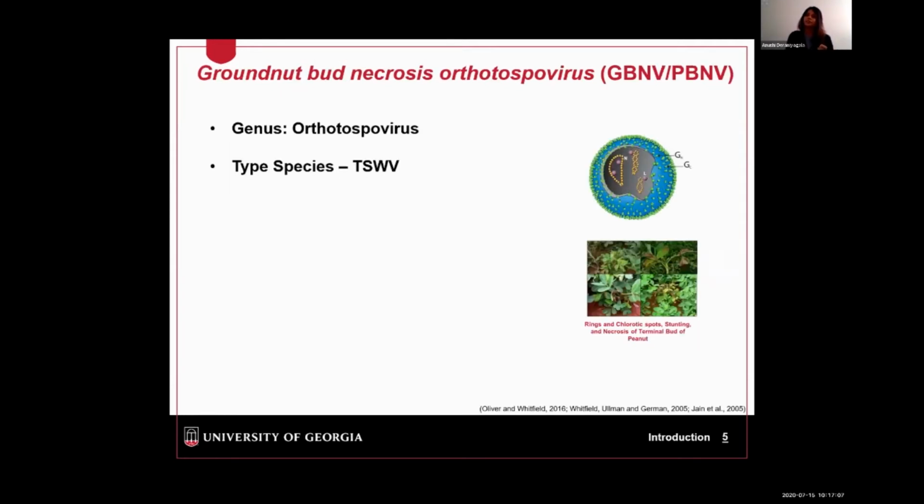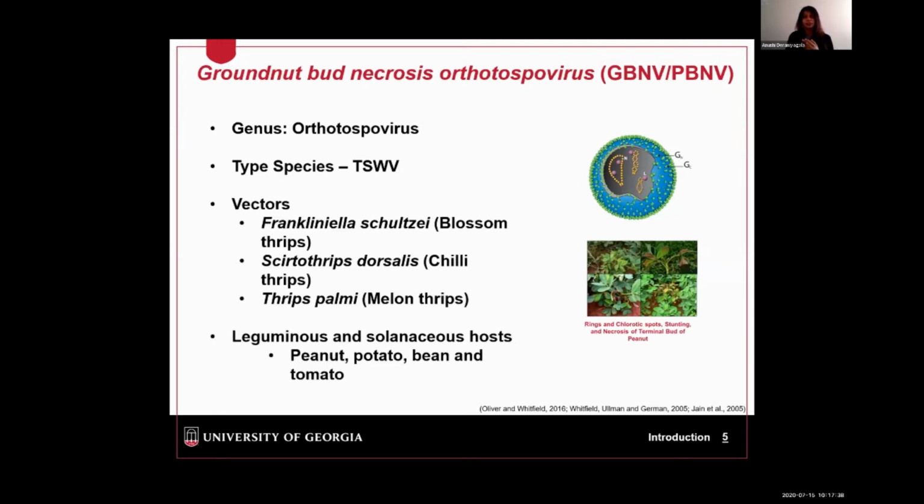This is also known as peanut bud necrosis Orthotospovirus. This belongs to the genus Orthotospovirus, where the type species is tomato spotted wilt Orthotospovirus. And sometimes this can cause a very high yield loss, around 70%, even though management strategies are applied. The major symptoms include stunting, chlorotic spots, and necrosis. The vector is Thrips species.